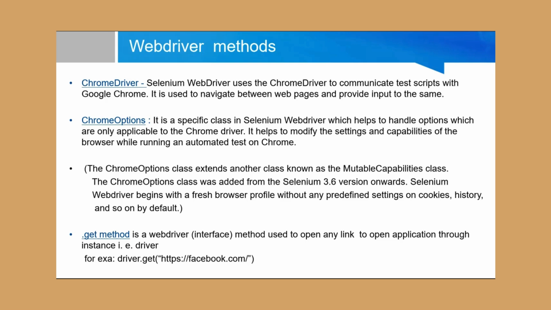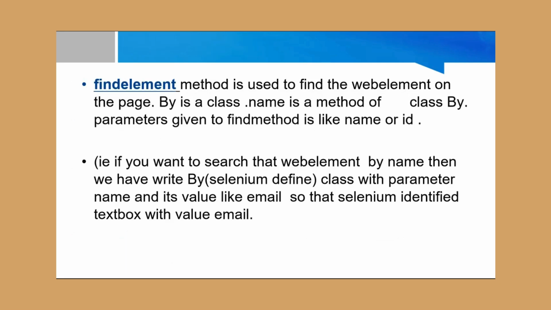Instance is a driver. For example, if we want to open Facebook, then we have to write the code driver.get, and in quotation marks inside the round brackets we write the Facebook URL. So in this step it will open the Facebook page. Any URL which we want to open, that page URL should be written in the driver.get method code.